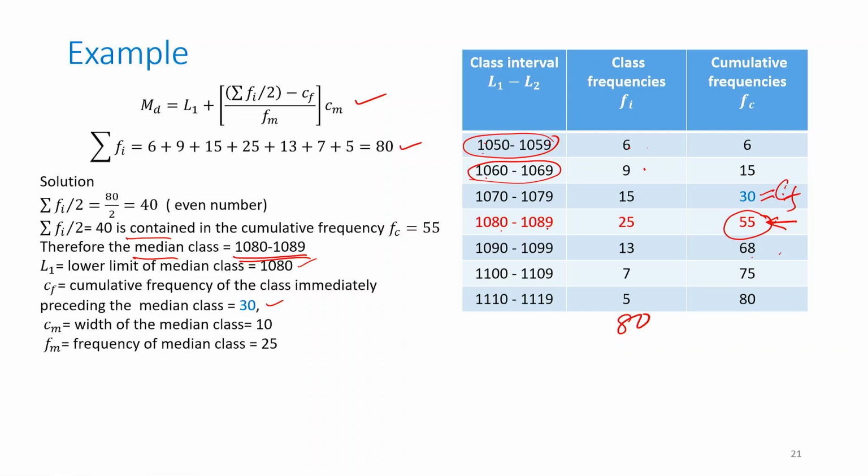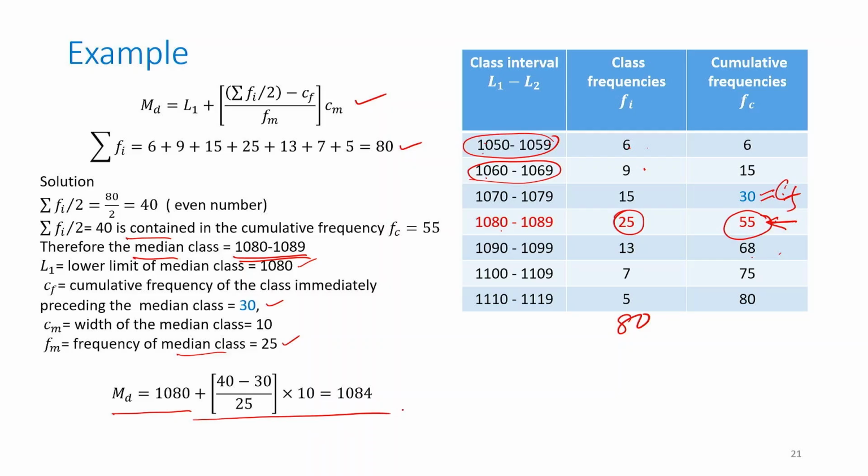Difference between these two, plus 1. Then frequency of the median class is how much? Frequency is 25. So Fm I write 25. And now for these equations, we write all these values we have already found out from the table, and then we just substitute the values and we get a figure 1084. So 1084 becomes the median value in this present case, where we have group data with frequencies.